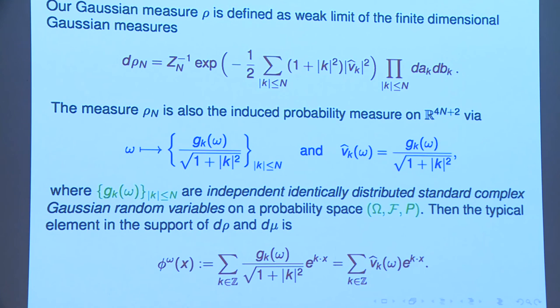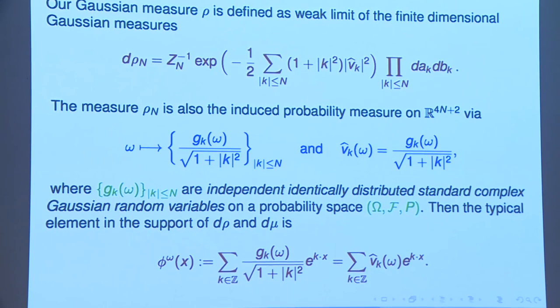This is a Fourier coefficient. In fact, I want to give the name v hat k omega to this guy here. And you can reconstruct your function via the inverse Fourier transform in the following way. So phi omega of x is going to be this Fourier coefficient times e to the ikx, and in other words, it's also written like that. Okay, so these are very special functions because, as you see, the Fourier coefficient is very special. In fact, it's made by 1 over the square root of this guy times g_k(omega). g_k(omega) is a random variable. You have to put assumptions on what kind of random variable, but the point is that you require them to be independent.